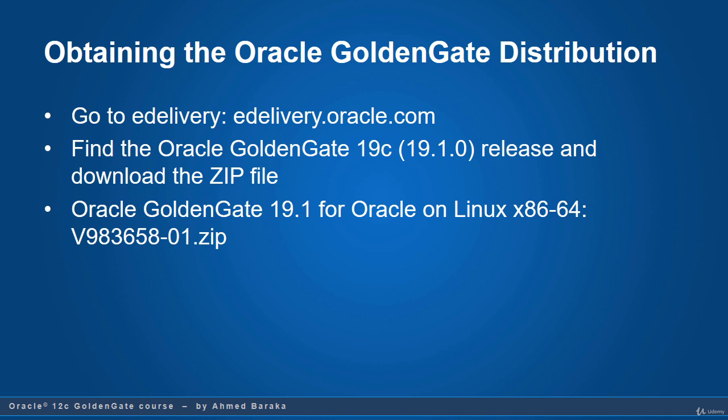Obtaining the Oracle GoldenGate binary files is easy. Just go to the Oracle eDelivery site. Log into it, find the Oracle GoldenGate product release for the platform and the database that you are interested in, and download the zip file from over there. At the time of this recording, the compressed file for Oracle GoldenGate 19.1 for Oracle databases on Linux x86-64 is V983658-01.